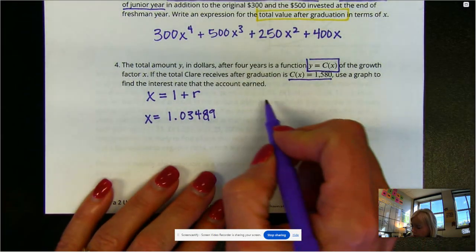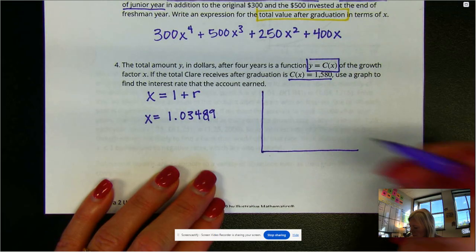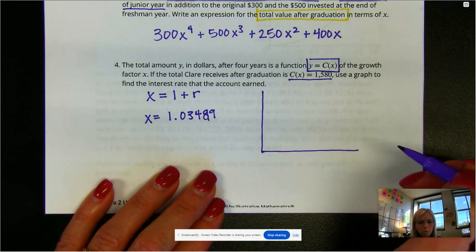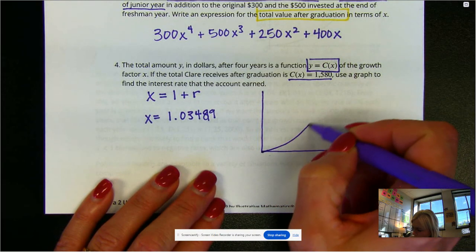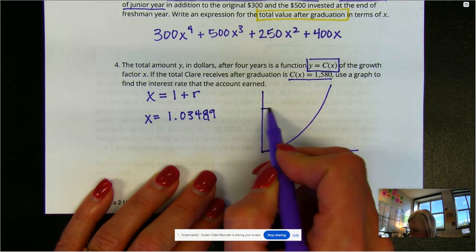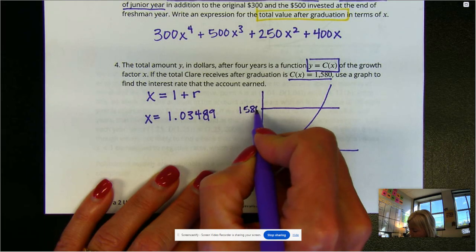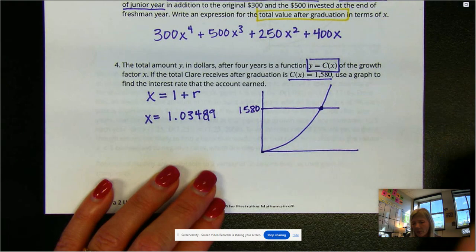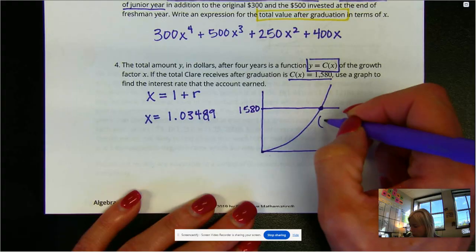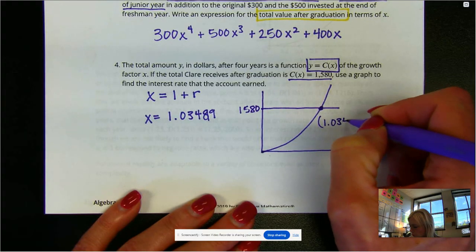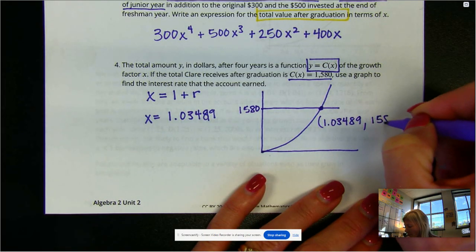So you might want to sketch in a graph. So we made a graph and it does go through 0, 0. I'm only going to sketch in the first quadrant because that's what we were looking at. And it kind of went up like that. And then we graphed 1,580. And we found this point of intersection right there. Okay? And at that point of intersection, x was equal to 1.03489 and y was equal to 1,580.